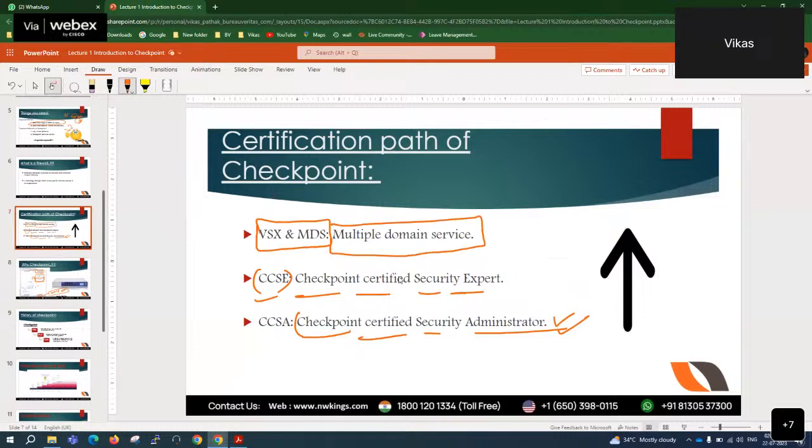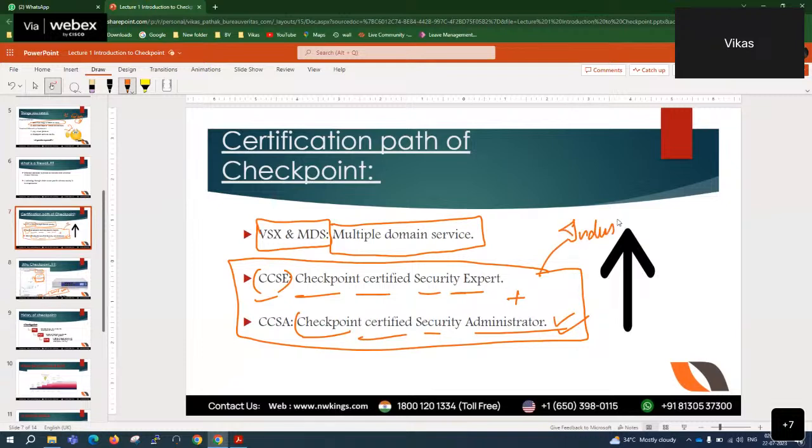So in my course, which you will be joining, we will be targeting these two certifications, CCSA and CCSE. We will be following the industry standard. I will give you an understanding of how the work is done in industry and how you will do the configuration there. All right. So CCSA and CCSE we are targeting.